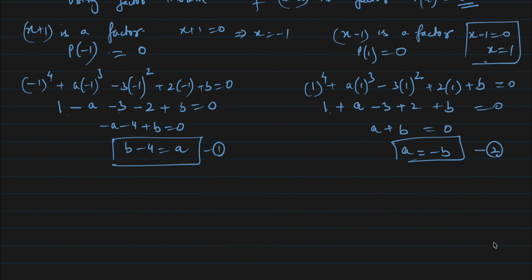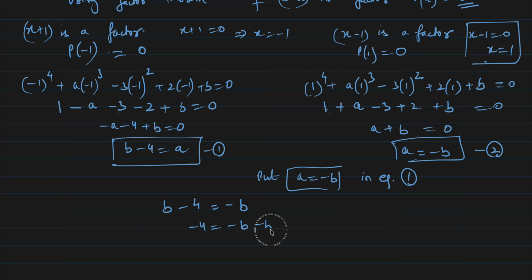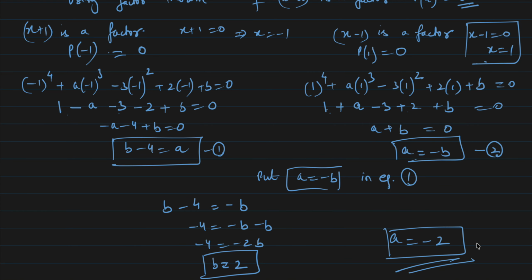How to solve? Put a equals to minus b in equation 1. Substitution we will use here. So when we put here a equals to minus b, so b minus 4 equals to minus b. So minus 4 is minus b, transposing. So minus 4 equals minus 2b. So b comes out to be 2. If b is 2, a is minus 2. So you got your answers.